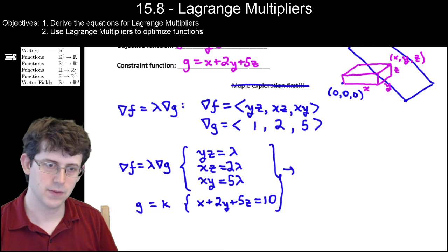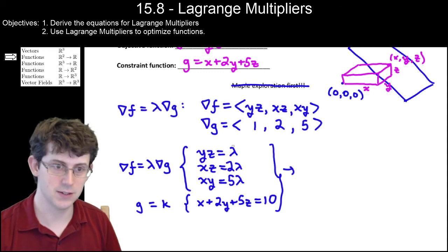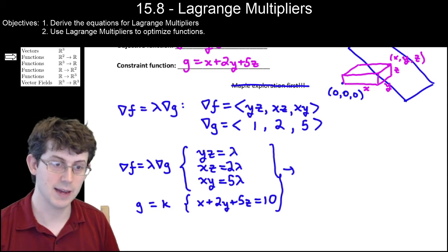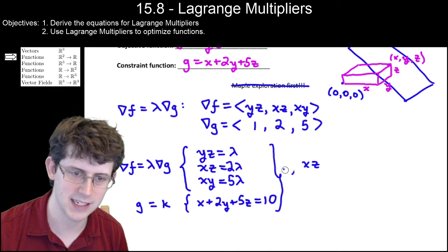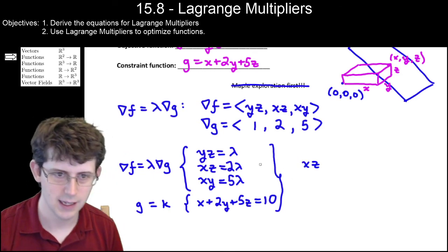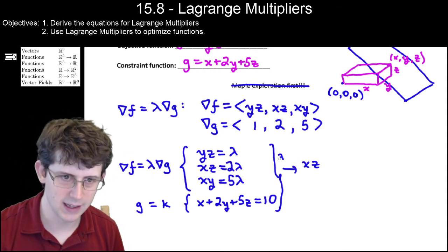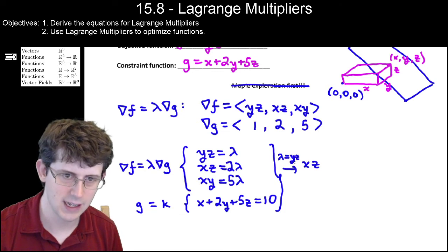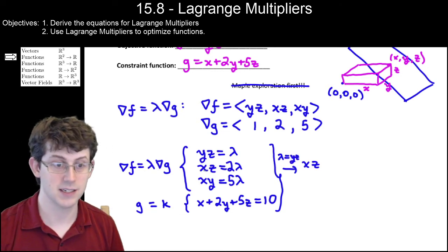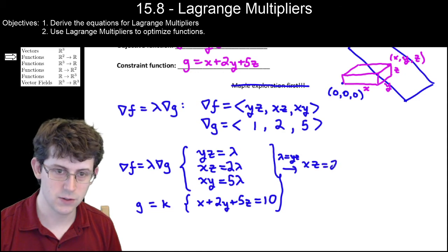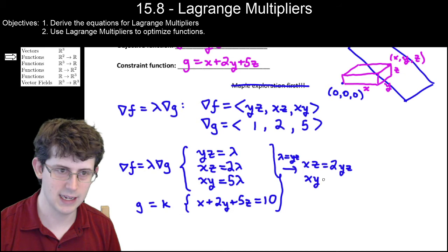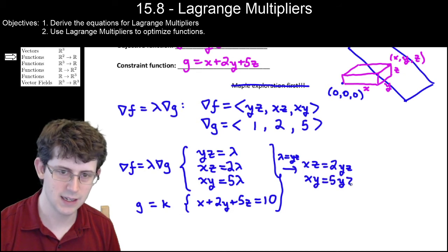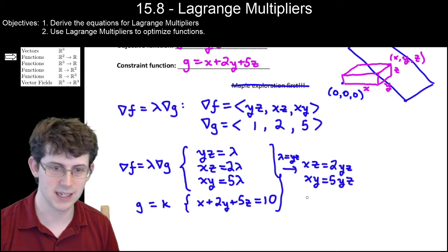So the first variable I think you should substitute is lambda. So I'll substitute lambda into all the other equations. So I'll get xz. How can we denote this? I guess I should say what I'm doing. Let's say that I'm using lambda equals yz. So the second equation turns into xz equals 2yz. The third equation is now xy is 5yz. And the last equation is still the same.